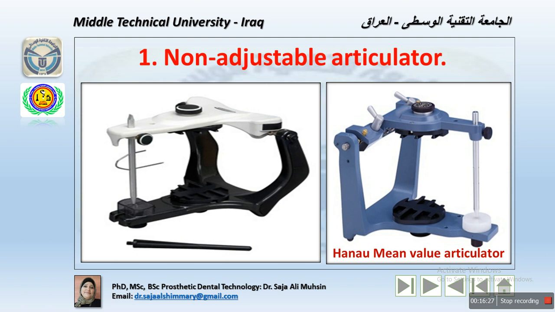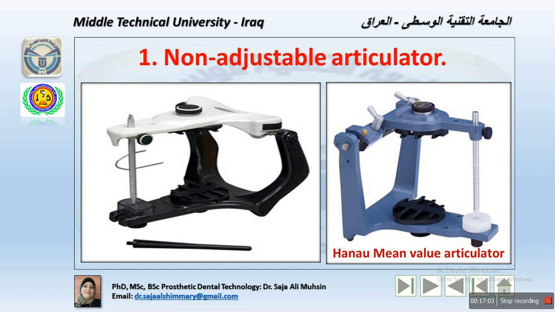Okay, and the most popular type of this non-adjustable articulator is the Hanau Mean Value articulator. They call it the Hanau Mean Value articulator. These are non-adjustable articulators, as in the image on the right side, designed using fixed dimensions derived from the average distance between the incisal and condylar guidance of the population.